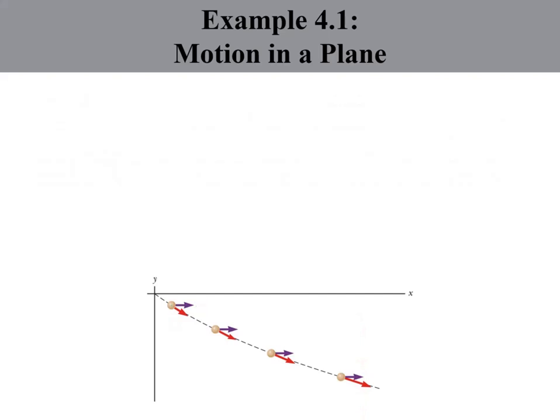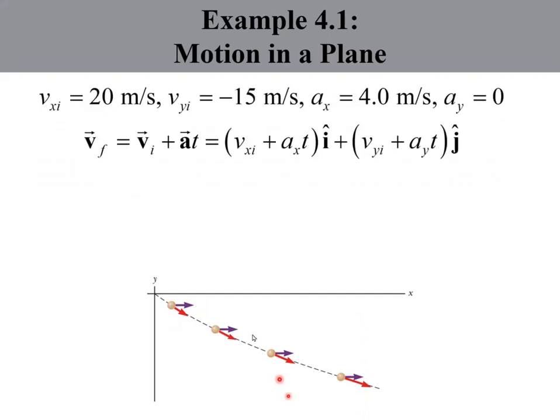The velocity vector at a later time is given by v final equals v initial plus a t, which in terms of unit vectors is vxi plus axt i plus vyi plus ayt j. We just represent it in terms of i and j. From the question, the information given is vx initial equals 20 meters per second, vy initial equals negative 15 meters per second, acceleration in the x-axis equals 4, and ay equals 0, which is not given.